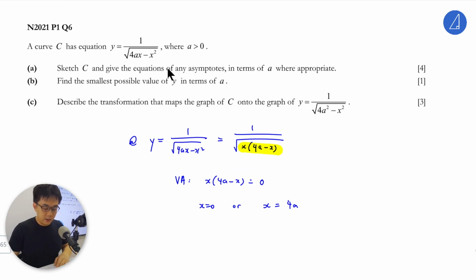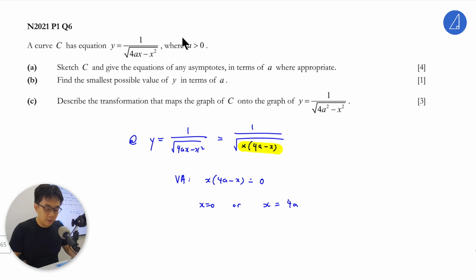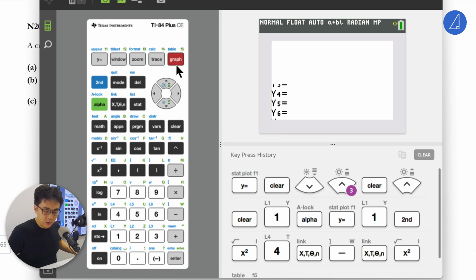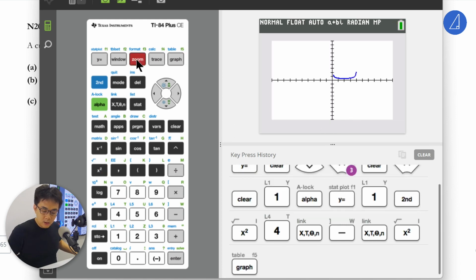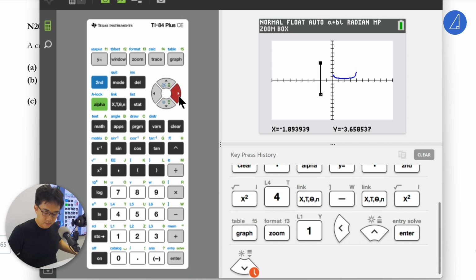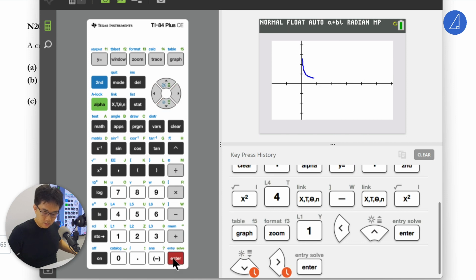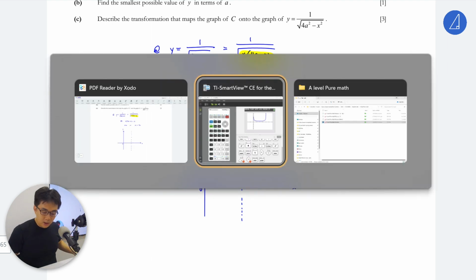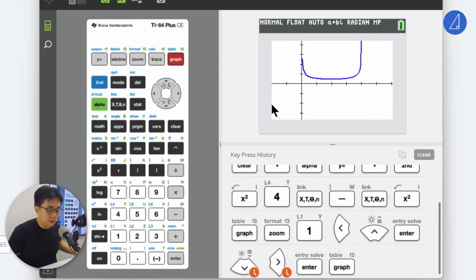Okay, so that's it. Sketch C, give the equation of asymptotes in terms of a where appropriate. So what you do is you just key in the calculator. a is a positive value. Any positive value will do. So I use a as 1, then I just graph it lah. So this is the graph here. Zoom box, I'll just zoom here. So the question, I think the main thing is, does this mean that this side has nothing? Okay, so that's the main thing. And then whether you have a minimum point, right? This is a 4 marks question.